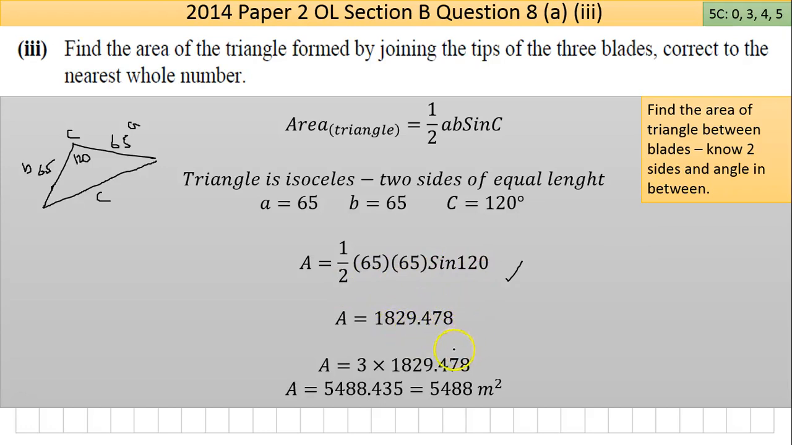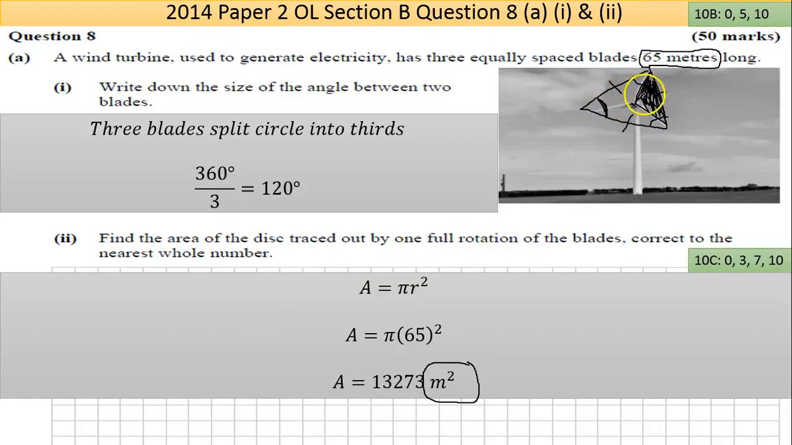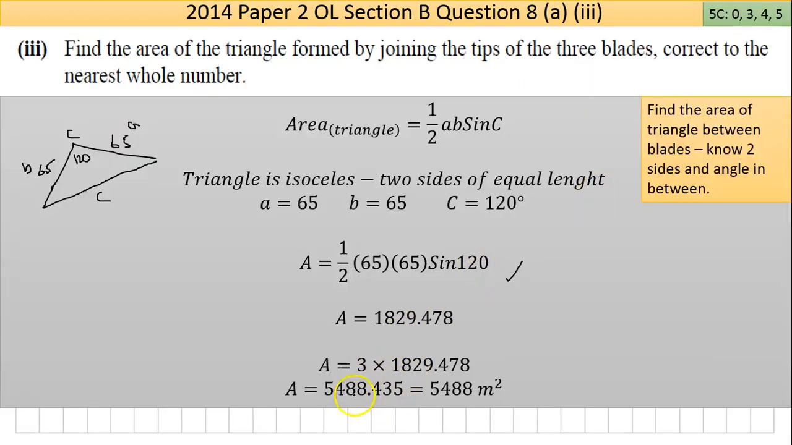Actually, I'm going to do something first. Being smarter, if I don't round too early, I'm going to multiply that by 3 first to get the size of the bigger triangle. Remember, we're looking for not just this small triangle, we're looking for the bigger triangle. Multiply that by 3. You end up at the number 5488.435. Now I'm going to round it to the nearest whole number. I'm looking at the number after where I want it, which is a 4, so the previous number stays the same. So it's 5488 meters squared. Job done. Now there might be other ways of doing that question, but that's the one that is most obvious, to me anyway.